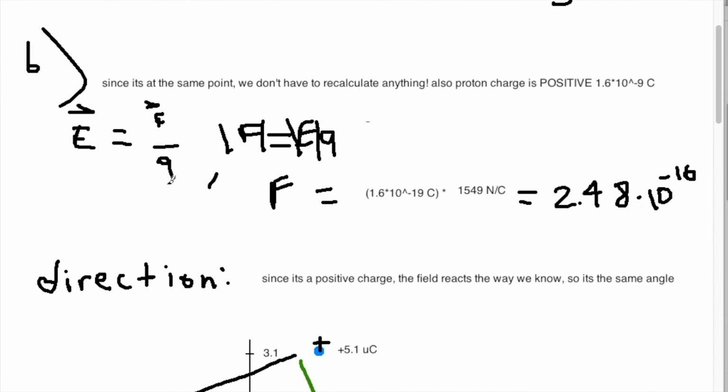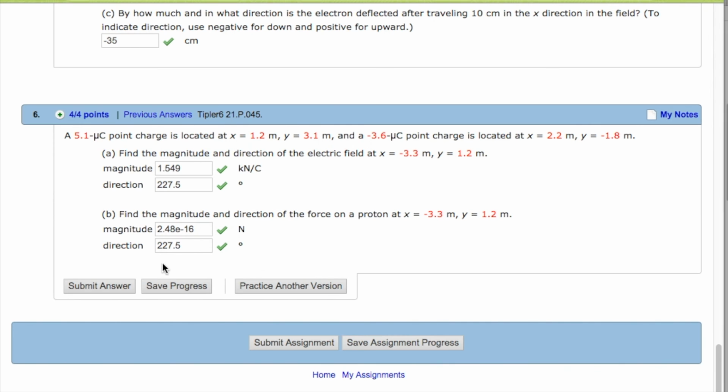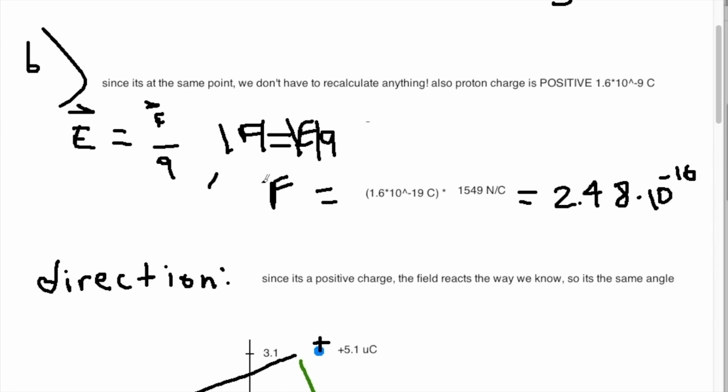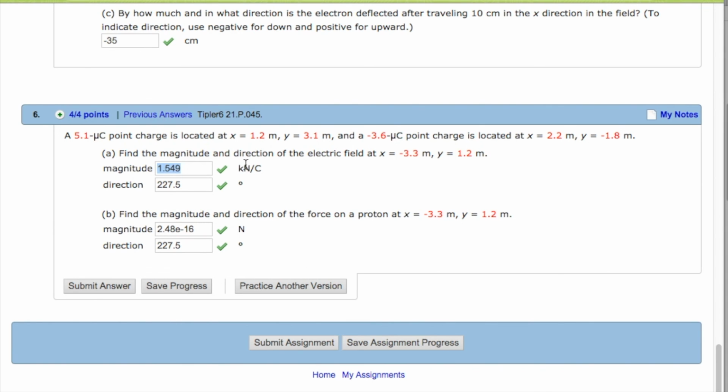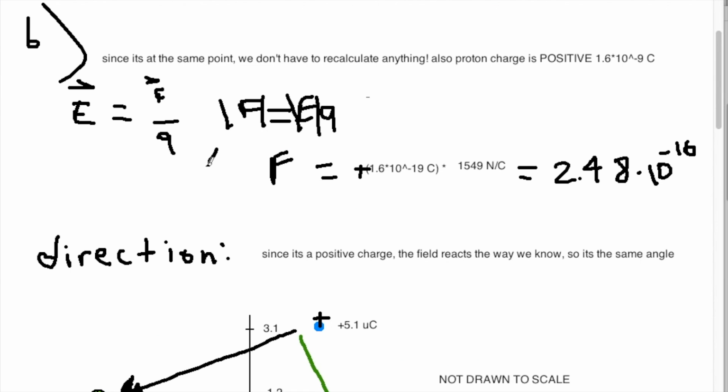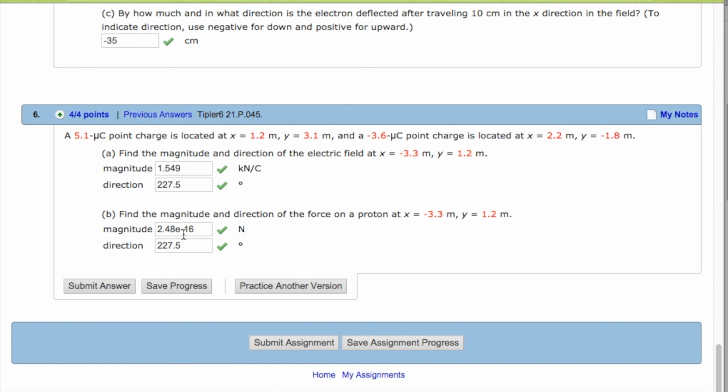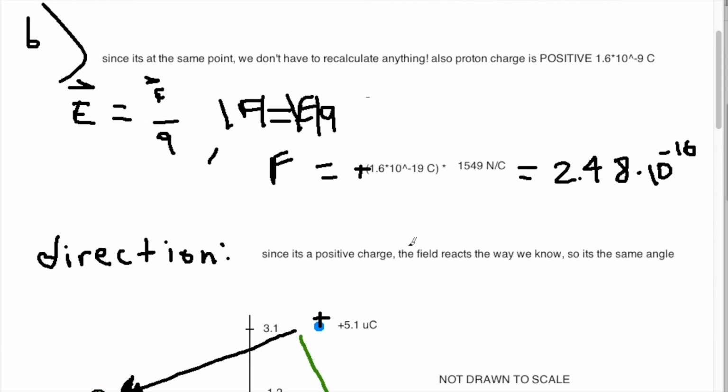E equals F over Q. Absolute value first because it asks for magnitude and direction. I like doing them separately. You get absolute value F equals absolute value E times Q. We know Q. It's positive 1.6 times 10 to the minus 19 coulombs. And then we know E from the previous answer. I converted it into newtons instead of using kilonewtons because of the K constant, and it's just easier in newtons. I think everything should be in newtons. So then we get this. That's the right answer.